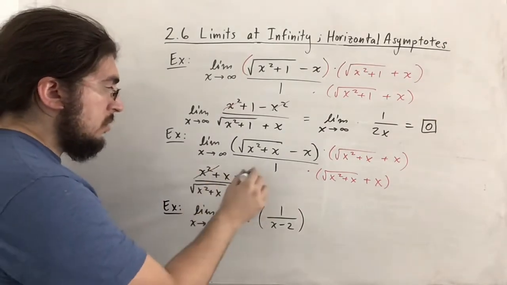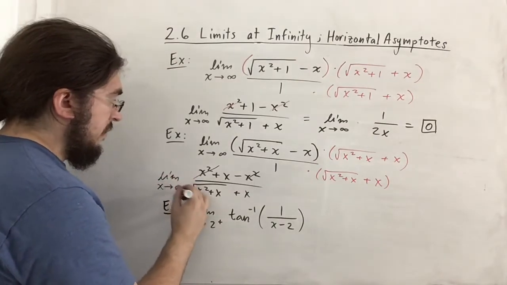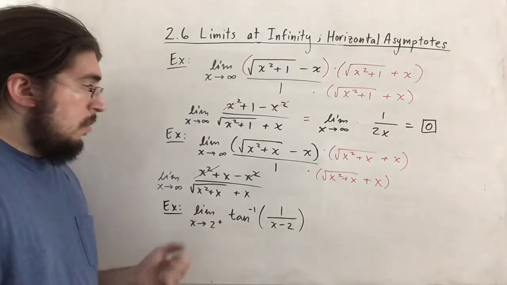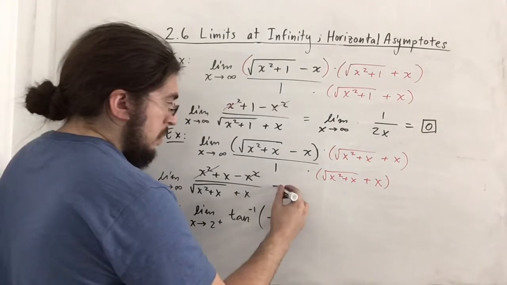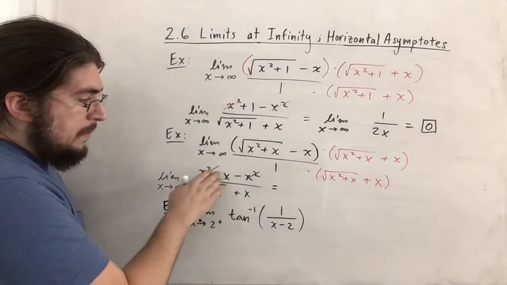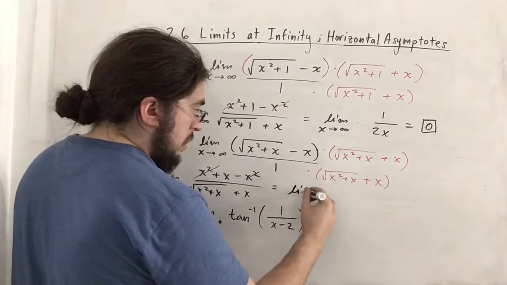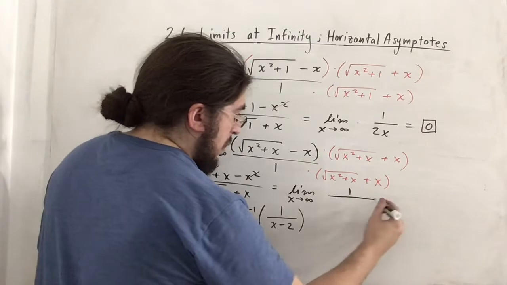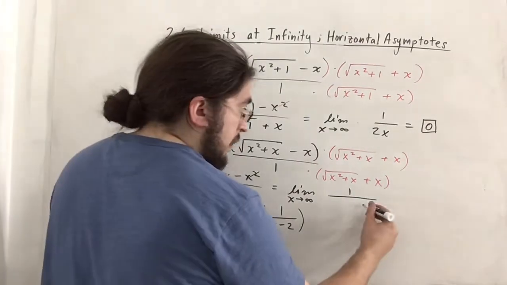And notice these x squareds cancel. We're still in the limit as x goes to infinity. Perfect. And now if we divide top and bottom by x, much like we did in the box that I just erased, well, let's see. I'm going to divide top and bottom of this by x. So x over x is just 1. x over x in the denominator here for the last term is also 1.